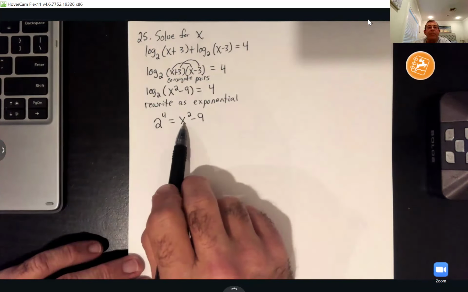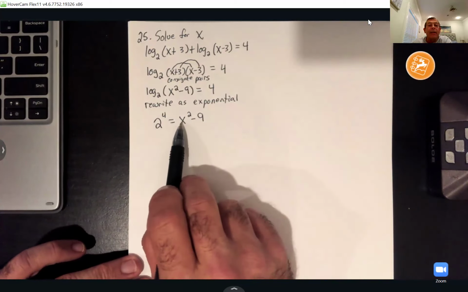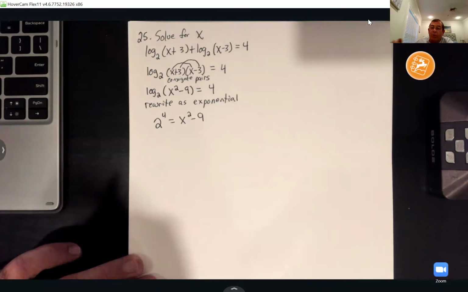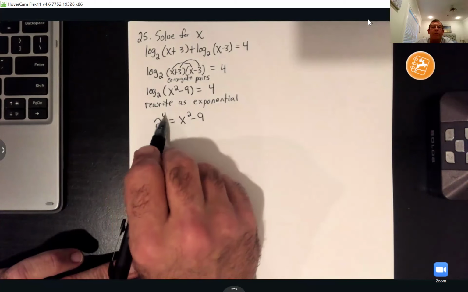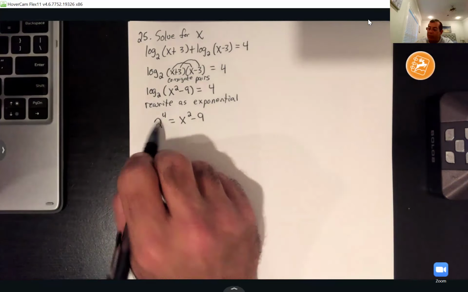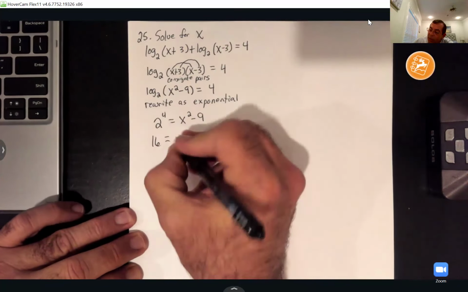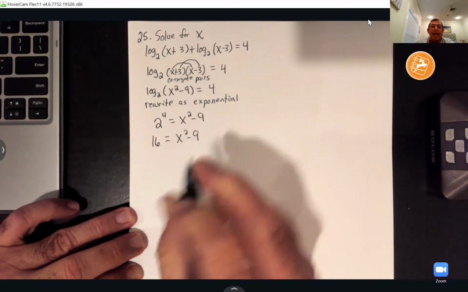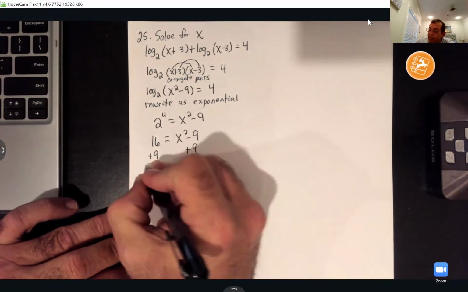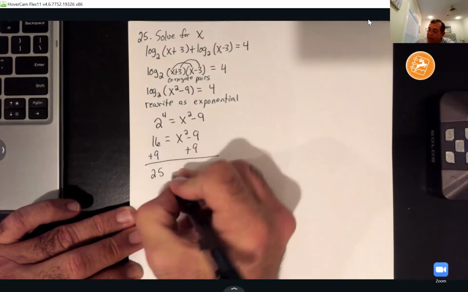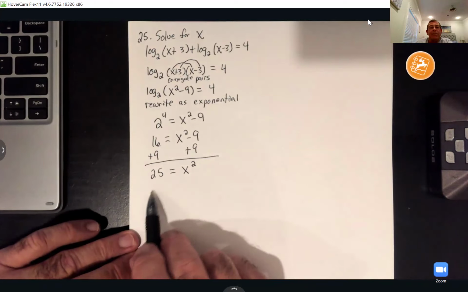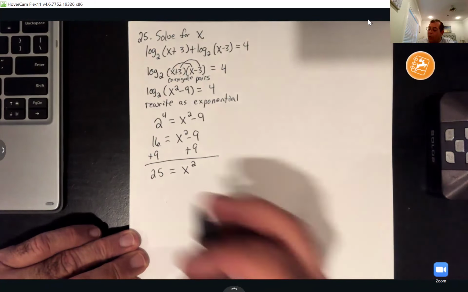So since I just got an x squared term, there's no x's. I got an x squared term and a bunch of numbers. I'm actually going to get the numbers on one side equal to the x squared. So first, 2 to the 4th is 2 times 2 times 2, which is 8, times 2, which is 16. That's going to equal x squared minus 9. All right, so let's move the 9 over by adding. All right, y'all, that is 25 equals x squared. So I did that because all I got to do now is take the square root of both sides.